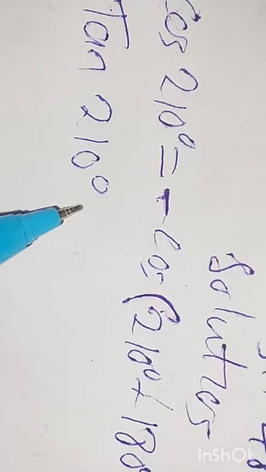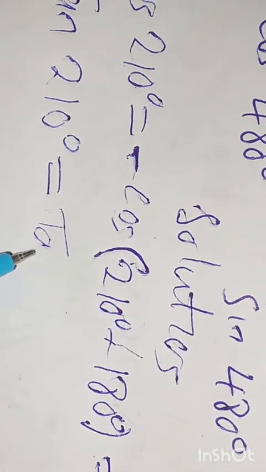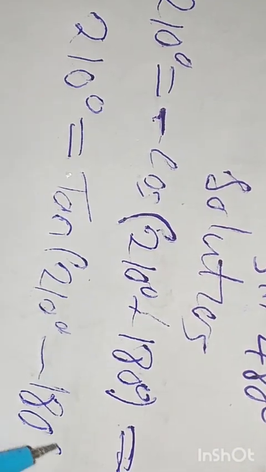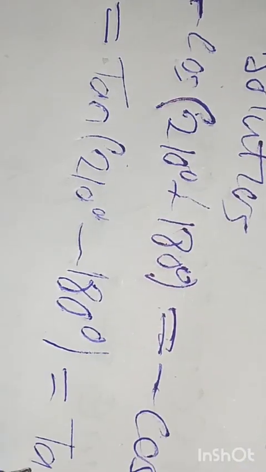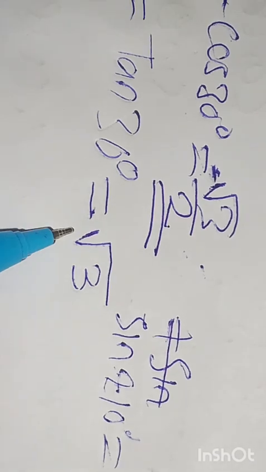Tan 210 degrees is equal to, so tan in the third quadrant is positive, so it will remain positive. It will be tan of 210 degrees minus 180 degrees, giving us tan 30 degrees. From the table, at 30 degrees, tan is root of 3. So the answer is root of 3. You are done with question 1.